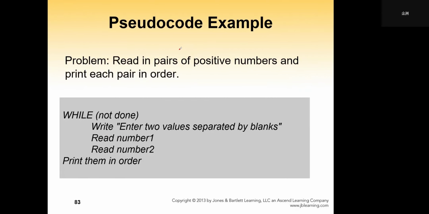This is a pseudocode example to read in pairs of positive numbers and print each pair in order, and it's also a loop. If it is not done, then we do the steps inside. And finally, when this loop has been done, we print them in order.